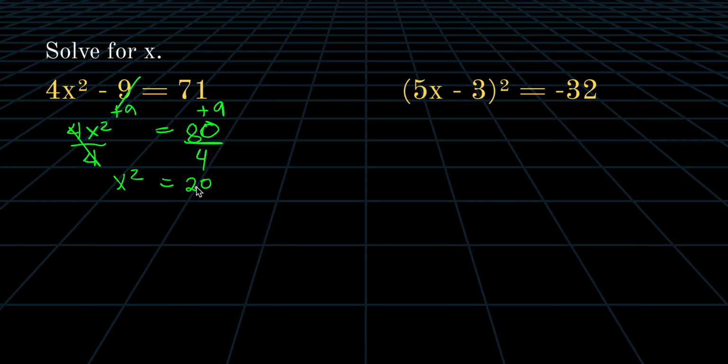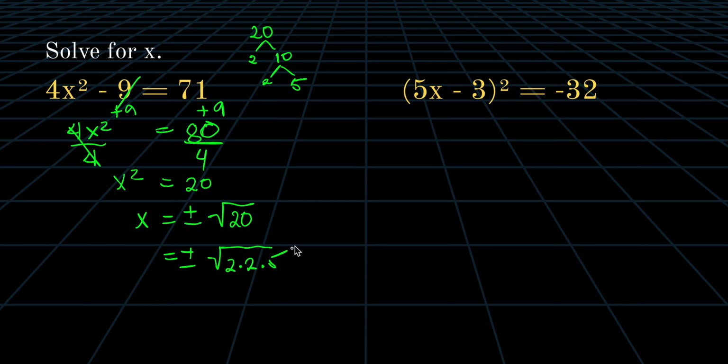And then we apply the square root principle. So we have x equals plus or minus square root of 20. And 20 is not a perfect square number, so we can apply the tree method. So 20 divided by the prime number 2, that is 10. 10 divided by 2, that is 5. Then we can write square root of 20 as 2 times 2 times 5. That is equal to x.